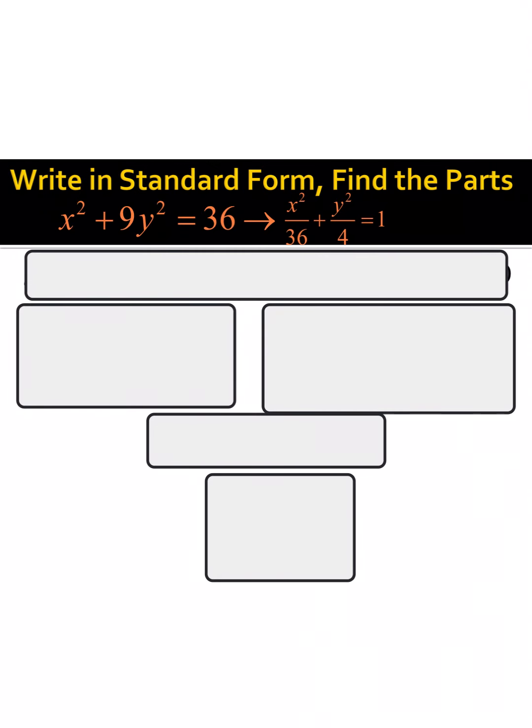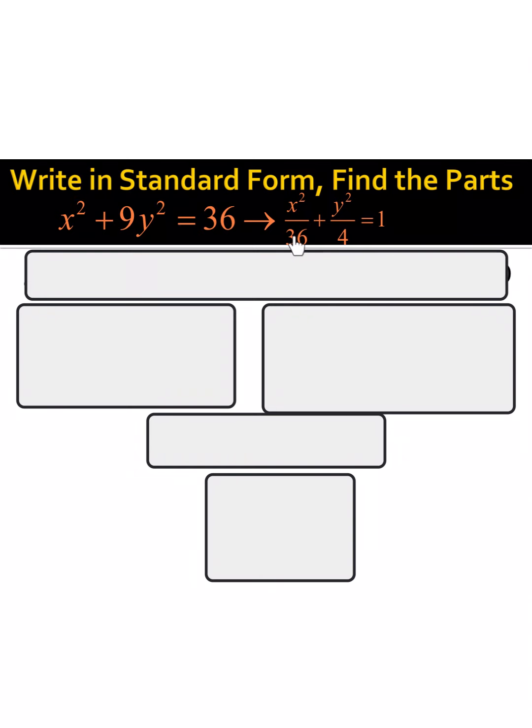For our next example, our first step here would be to write it in standard form. So I see that I have x squared plus 9y squared is equal to 36. And I would do this by dividing both sides by 36. So divide by 36 on the right side and also on the left side. And I end up getting x squared over 36 plus y squared over 4 is equal to 1.